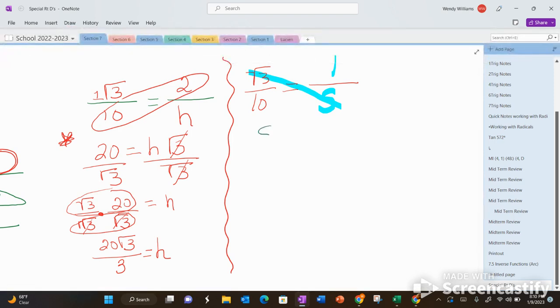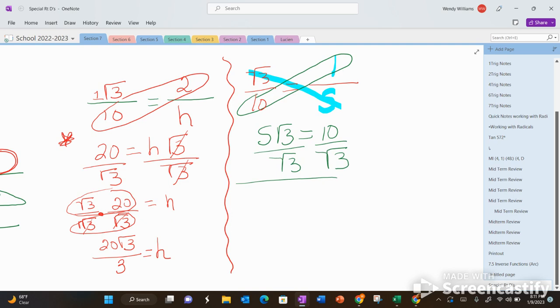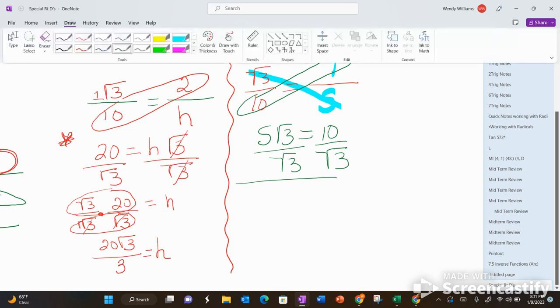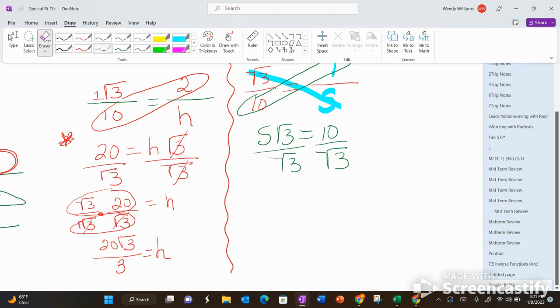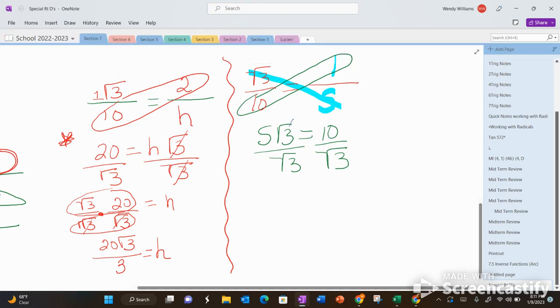We end up with small times the square root of 3 is small square roots of 3. And 10 times 1 is 10. How do we get the small by itself? Divide by the square root of 3. Square root of 3 divided by square root of 3 is 1. 1 times s is s, and we end up with 10 square roots of 3.